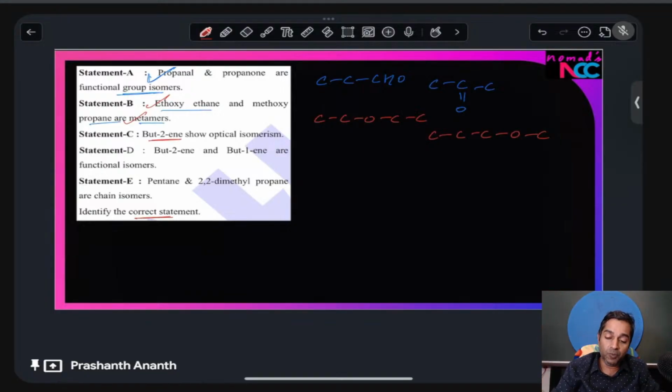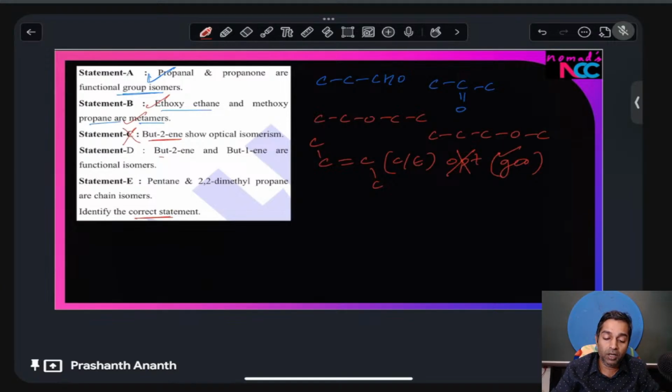Butene shows optical isomerism. Butene is this. It can show cis-trans, but it does not show optical isomerism. Geometrical is possible, no optical. So this is wrong.